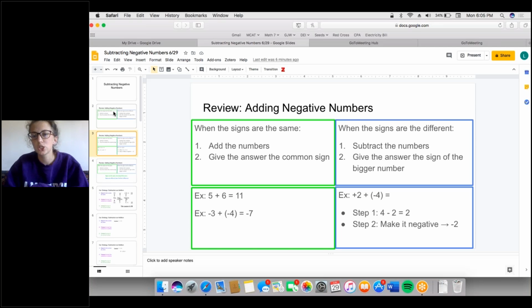When the signs are different, the process is a little bit different. When we see that addition sign and the signs are different, so we see 2 is positive and 4 is negative, that really means to subtract them. So I take 4 minus 2, I put the bigger number first in subtraction, and I find that it's 2. But then to pick what sign the answer will have, I look at which one of those numbers is bigger. 4 is bigger, and 4 was initially negative, so my final answer will be negative. So I get negative 2.